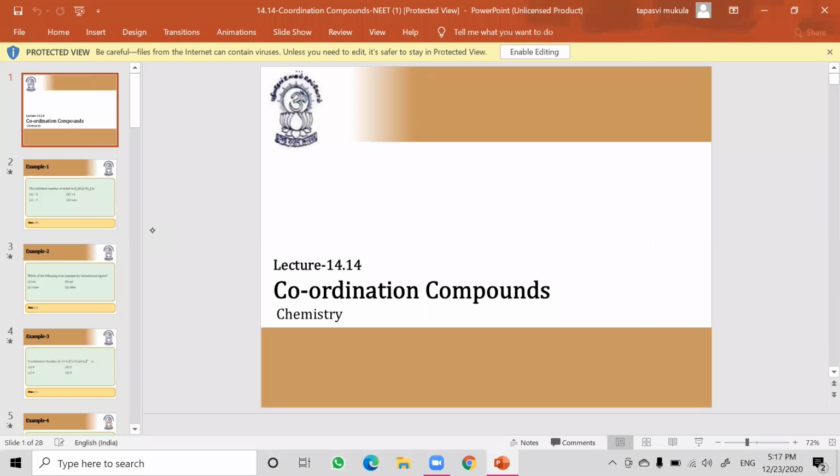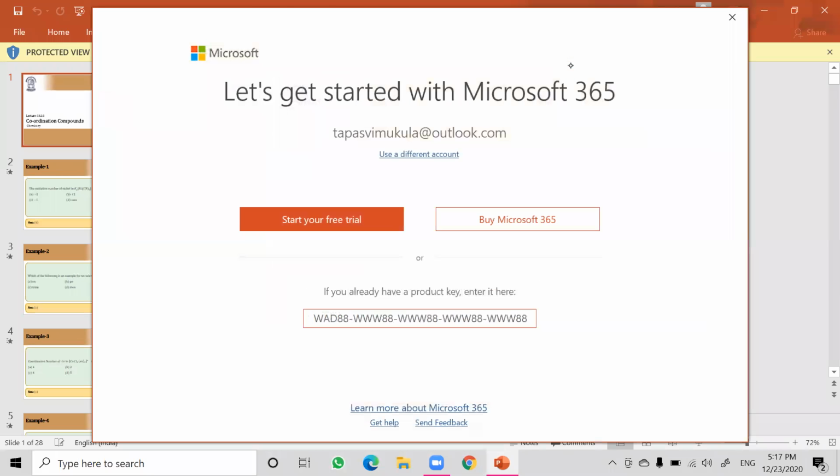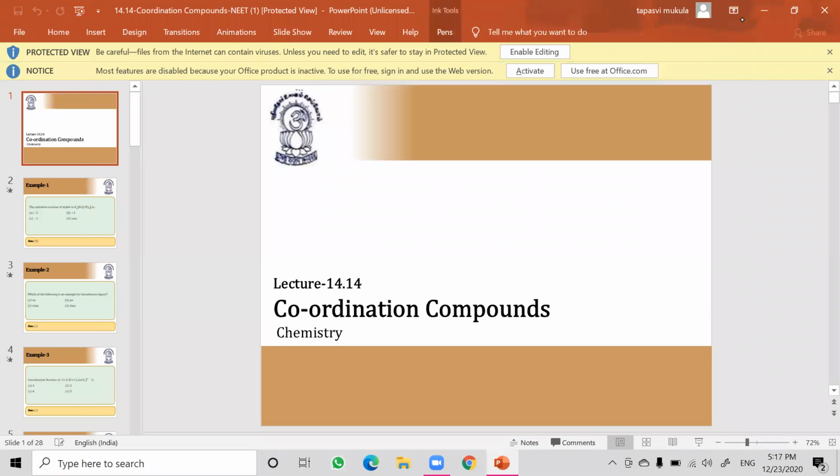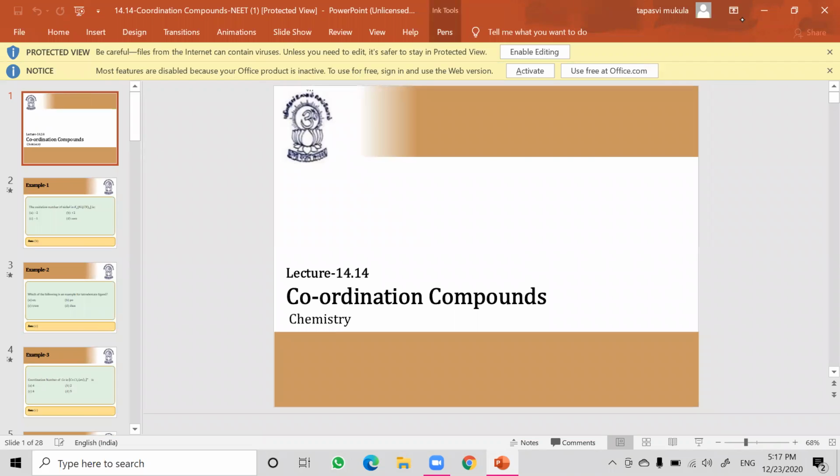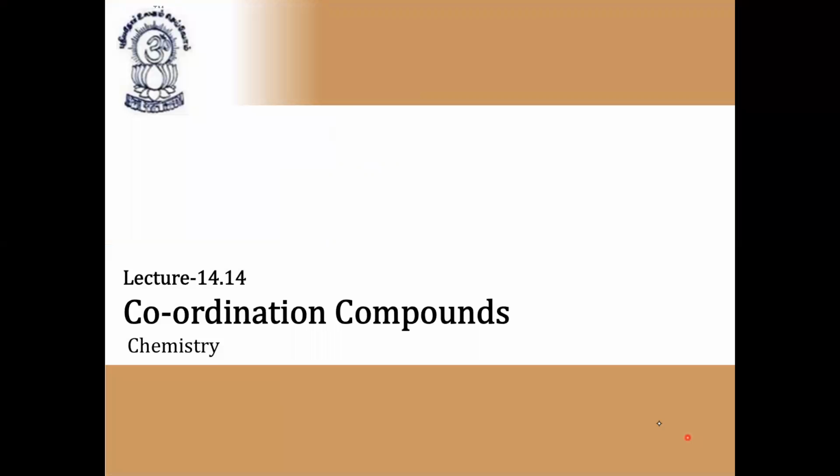Especially these questions are prepared for NEET students, and even JEE Mains also, it is useful. So these questions are useful for JEE Mains and NEET students. So please listen carefully and try to understand. If you could solve these questions, this is more than enough for this chapter. So let us start now.